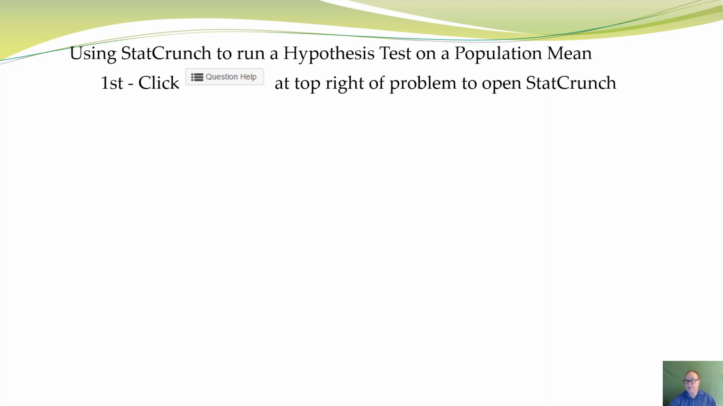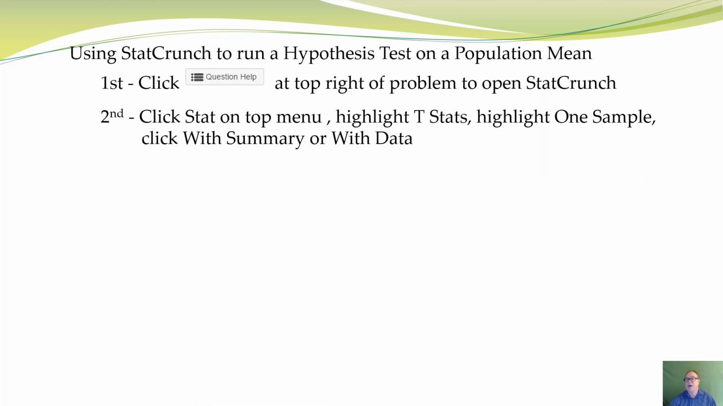We're going to open up StatCrunch. We're going to click T-Stats, highlight one sample, click Summary or with Data.